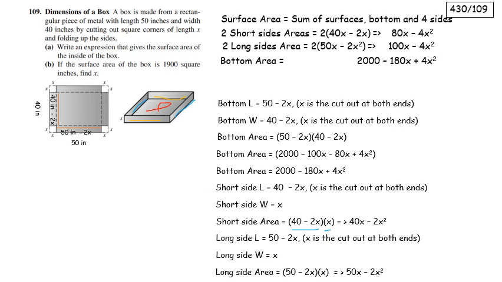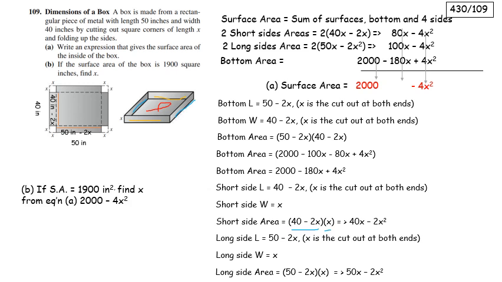The bottom will be 2000 minus 180x plus 4x squared, and the sum of all those will be, well, 2000 is just by itself. The middle term will disappear and become 0. And the negative 4x squared plus the 4x squared will just be negative 4x squared, and that is our surface area.